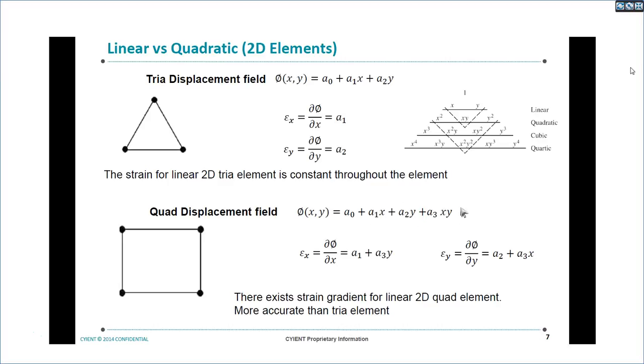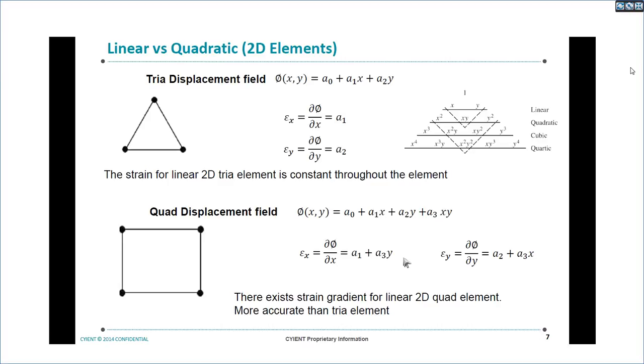So this is an incomplete polynomial, but symmetric. When you differentiate with respect to x and y, along with the constants, there is one more factor associated with y for strain in x direction. For strain in y direction, it is constant plus a3 and x direction. So these x and y depend upon the location in the element.